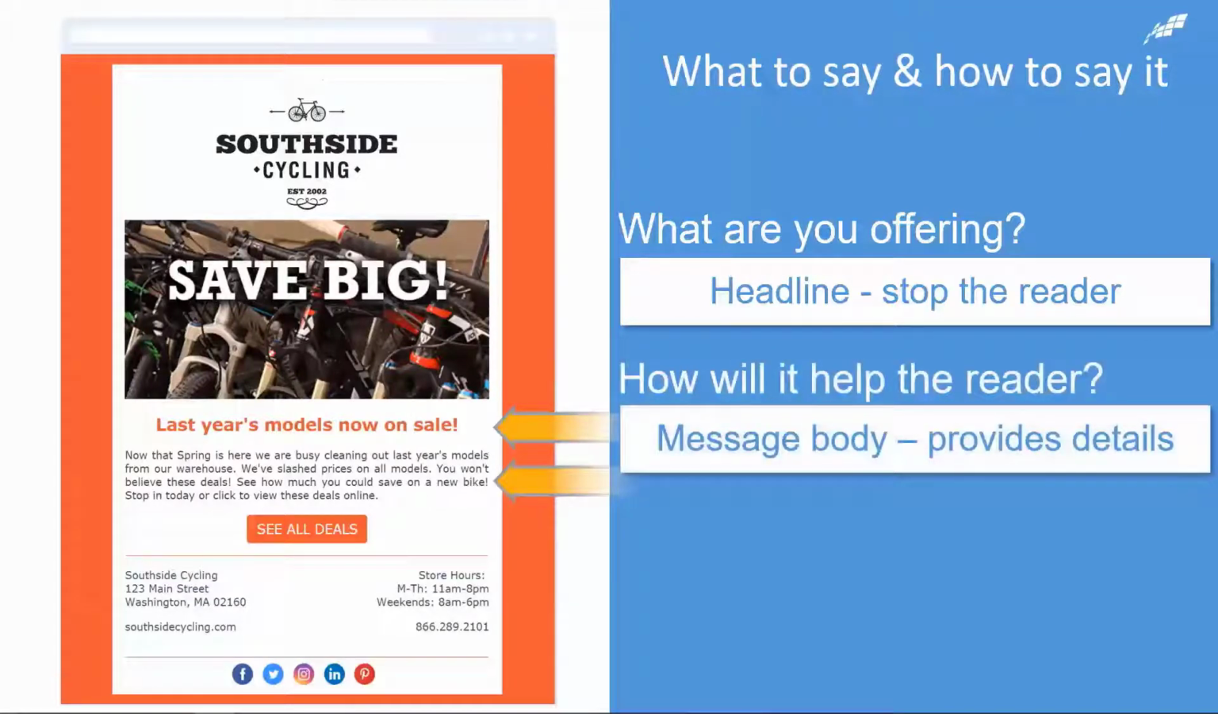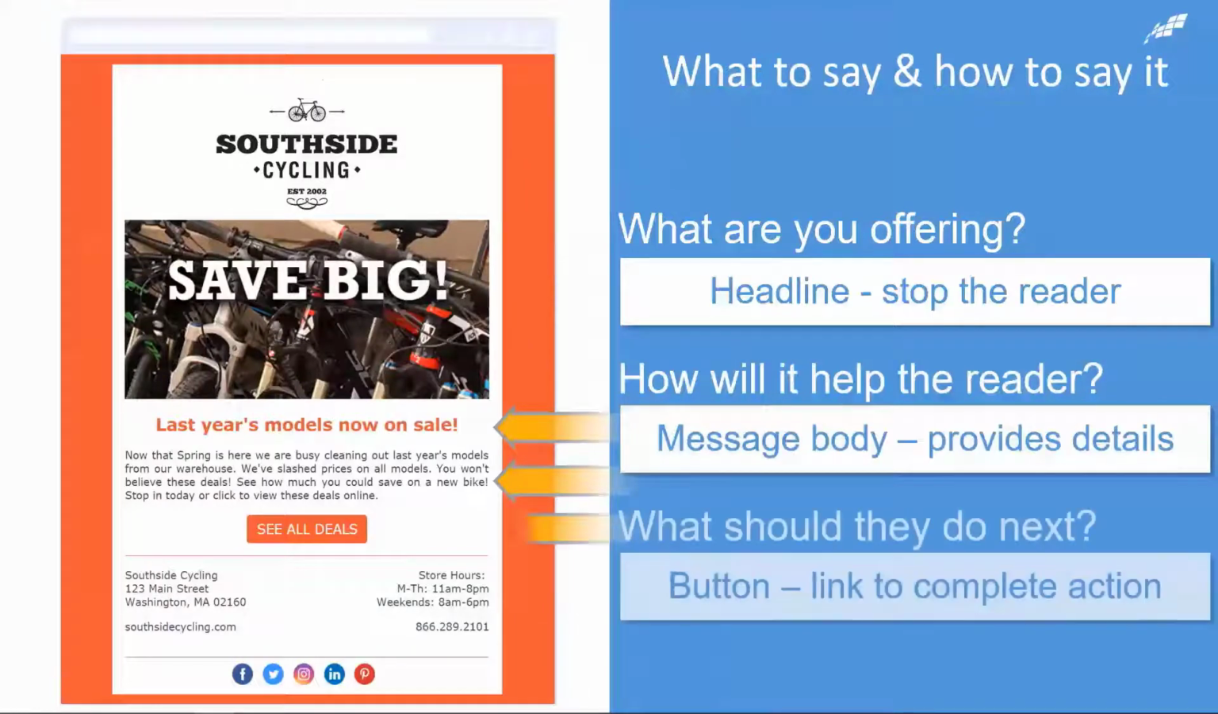In your message body, you have to answer the question, how will this help the reader? Now, this text should pull the reader toward your call to action. Typically, you only need 3 to 5 sentences, but make sure you provide just enough information to give your reader the information they need to take action. And then for the call to action, you have to answer, what should they do next? Tell them specifically what it is you want them to do. And make sure the call to action is easy to find and click on within your email. This simple formula will help you to write your email's text.